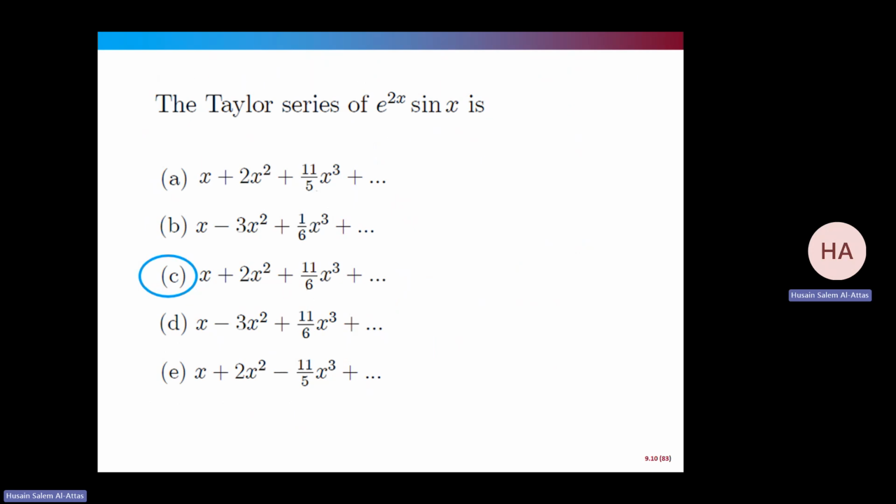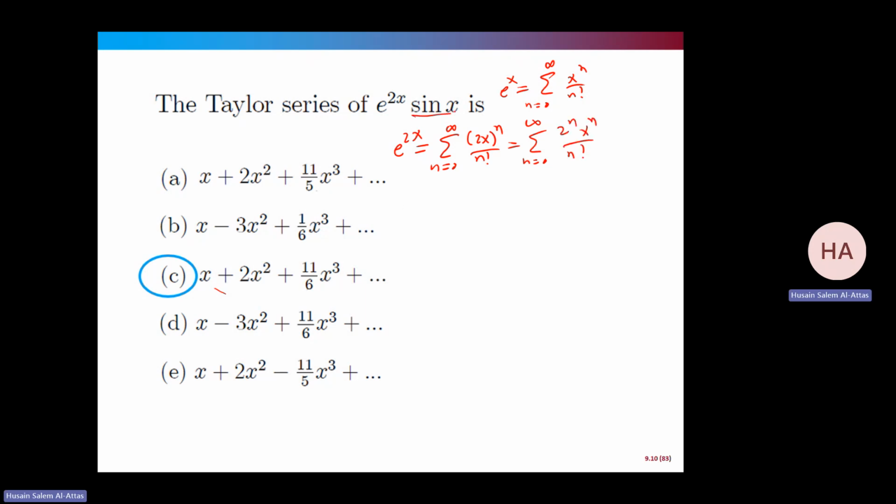The Taylor series of this, he expanded only 3 terms. Okay, so let me do it. E to the power 2x. So I need e to the power x. Instead of x, I will write 2x. That will be 2 to the power n, x to the power n over n factorial.